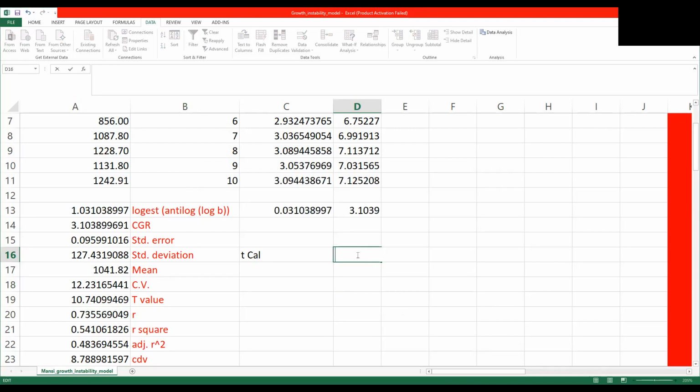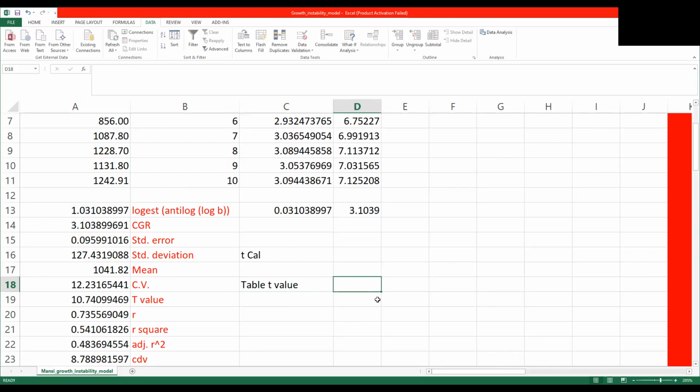Here you could see antilog of log b divided by the standard error, and we are getting a t-value of 10.74. This is the calculated t-value. Now we have to get the table t-value. How can we get this table t-value?